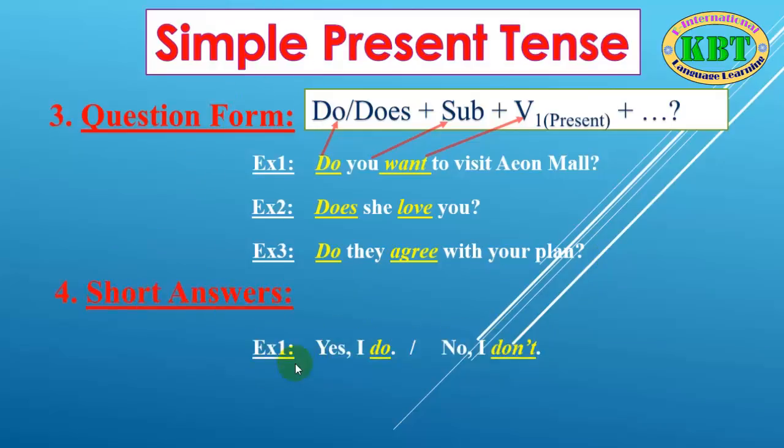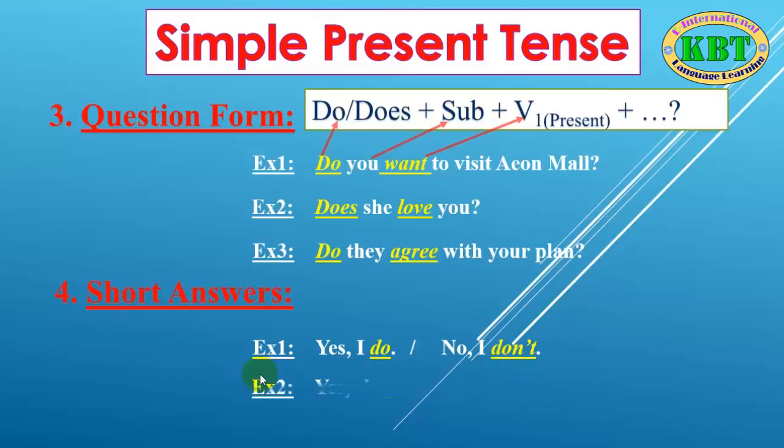Let's see example number 1 for the answer. Do you want to visit Eon Mall? If you say yes, yes I do. Do you? So yes I do, right? No I don't, right? Or no I do not, right?